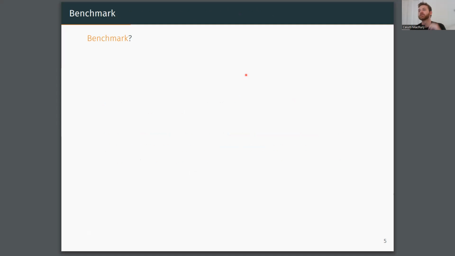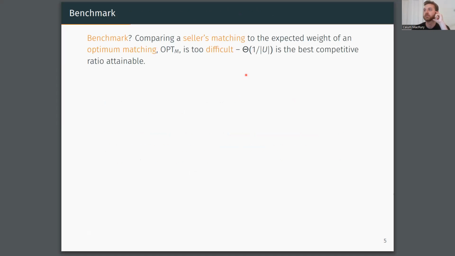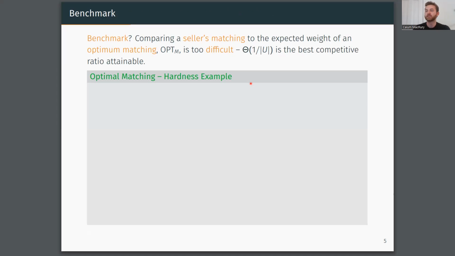What do we benchmark against? Well, the most natural thing to look at would be to compare the seller's matching to the expected weight of an optimum matching. But this happens to be too difficult. The reason is very simple.